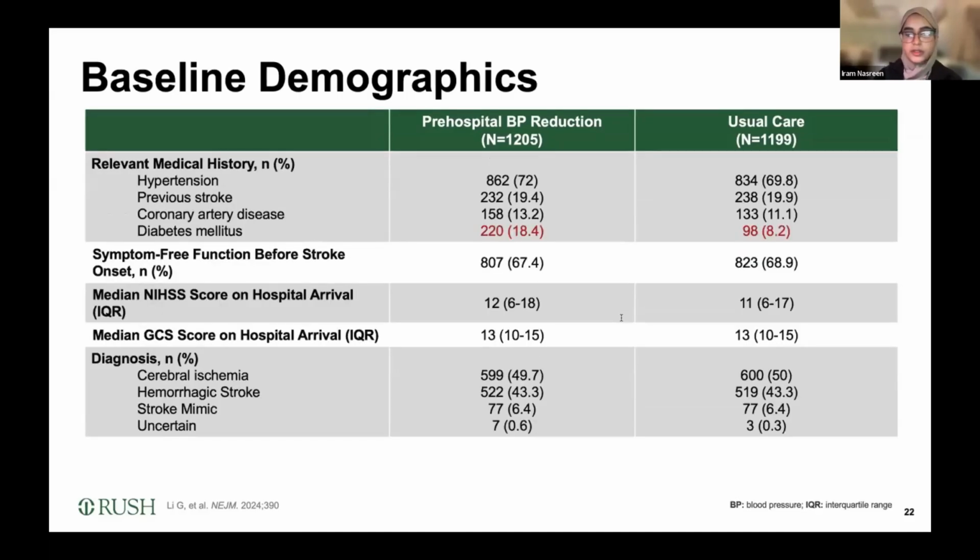There were similar prior medical history distributions for patients with hypertension, around 70% for both groups, previous stroke and coronary artery disease. There were more than double the patients with history of diabetes in the pre-hospital blood pressure reduction group. And then both groups had patients with median NIHSS score of 13 with an interquartile range of 10 to 15, meaning that most of these patients ended up having a moderate stroke. And for diagnosis, there were around 50% of patients that had cerebral ischemia, 43.3% of both groups had hemorrhagic stroke, around 6% had stroke mimics, and less than 1% had uncertain diagnoses.